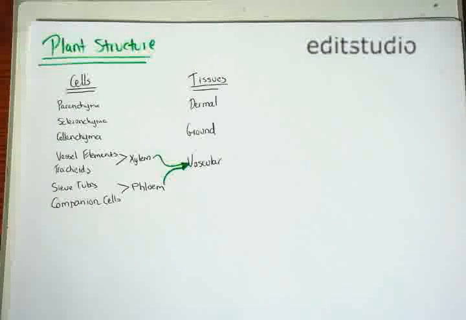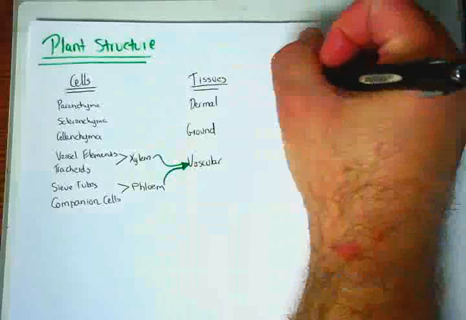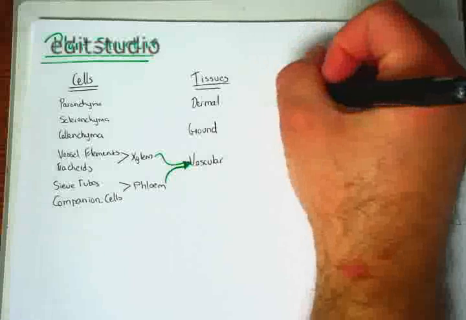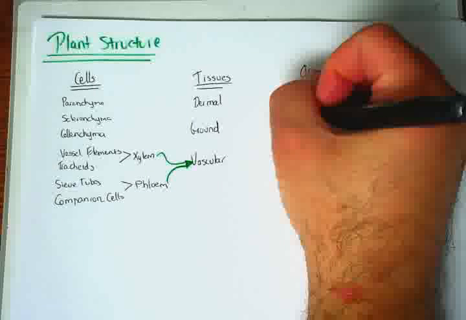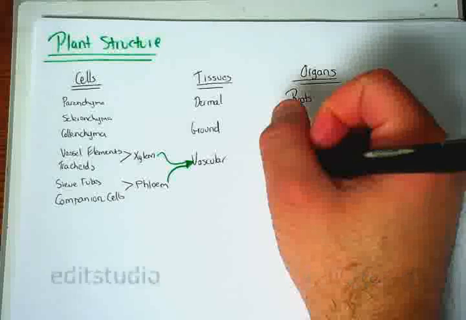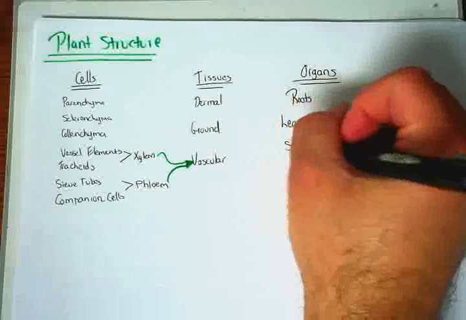And then after tissues is what? Organs, correct? What are the 3 organs that you would find in a plant? Roots is one, good. What else? Leaves. What? Stems. Or shoots.